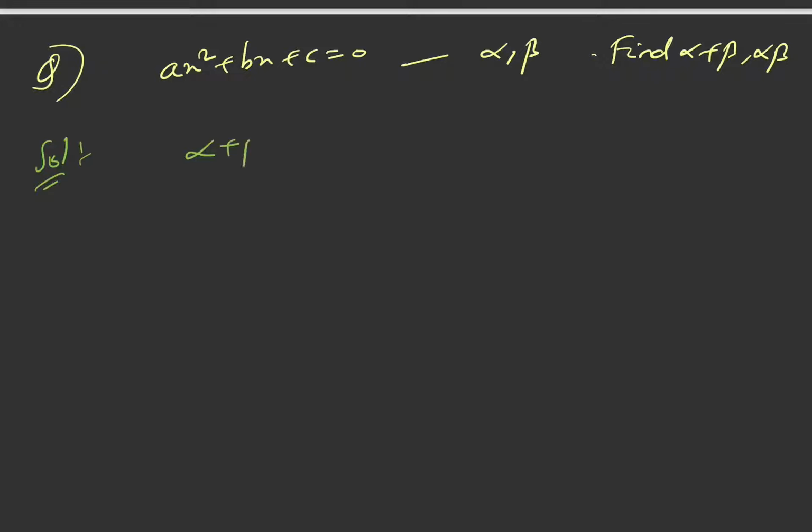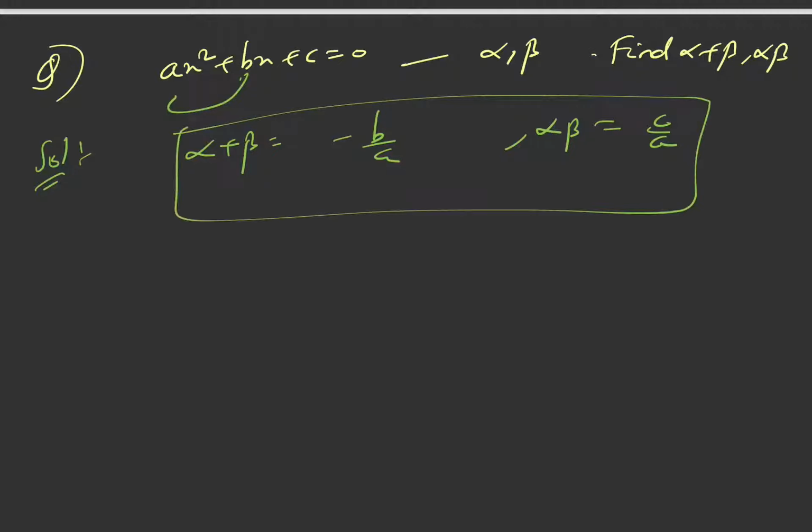Let us say there is a quadratic equation ax square plus bx plus c is equal to 0 and its roots are alpha and beta, right? If I ask you to find alpha plus beta and alpha beta, clearly from what you have just studied, alpha plus beta is minus b by a, and alpha beta is c by a. That is what you have studied just now.